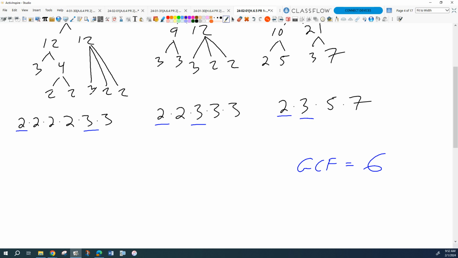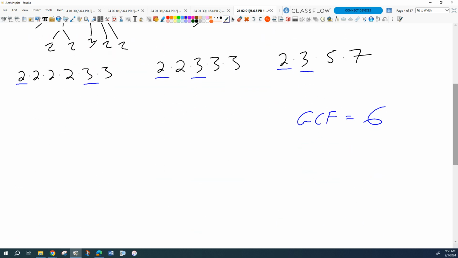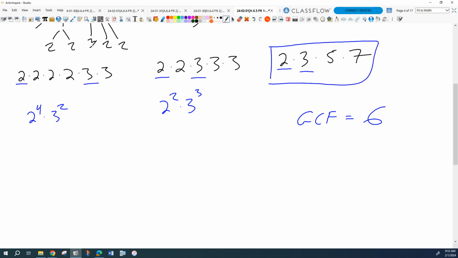Is there a more convenient way to write these factored forms of those big numbers? These weren't tremendously big numbers, but if these were numbers in the trillions, that might be a pretty long list of prime factors. How could I abbreviate that a little bit? Okay, yeah, 2 times 2 times 2 times 2 is the same thing as 2 to the 4th times 3 squared. Over here we got 2 squared times 3 cubed. And over here we got just that, right? There are no powers.